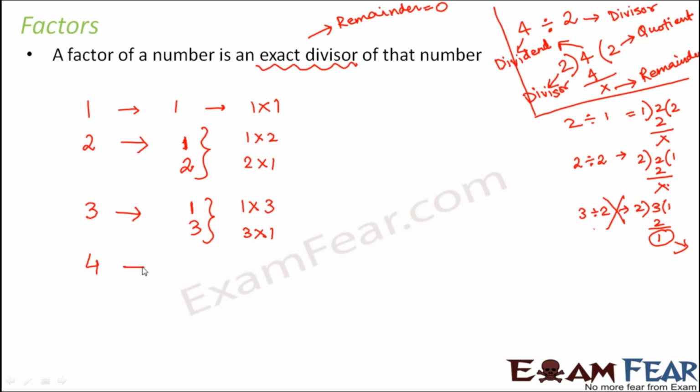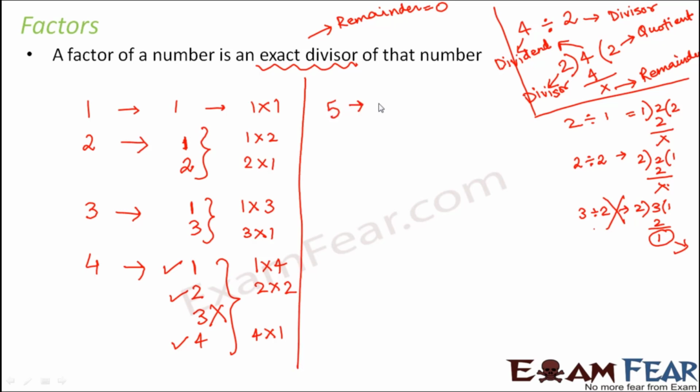Let's talk about 4. 4 is going to be a little different. In case of 4, 1 is a factor because 1 into 4 is 4. Do you think 2 is a factor? Yes, because 2 into 2 is 4. Do you think 3 is a factor? No, 3 is not a factor. What about 4? Is 4 a factor? Yes, because 4 into 1 is 4. So 1, 2 and 4, these are the factors of 4. Let's talk about 5.